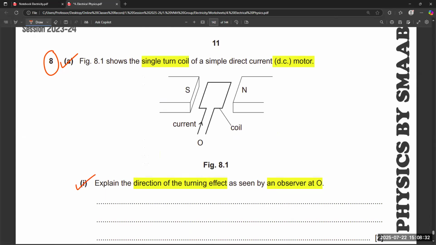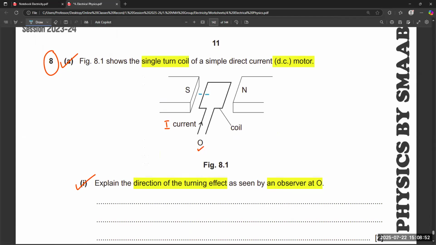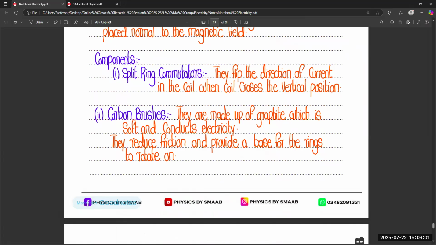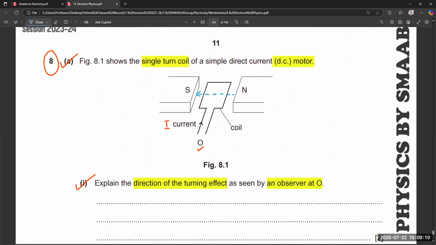So let's suppose we are the observer at this point O, and we are observing this coil from the front. And this is the direction of current moving into the paper. So current is moving into the paper, and the direction of magnetic field is from right to left, because in this diagram we have north pole on the right side and south pole on the left side. In our diagrams, we normally practice with north on the left side, so you can easily compare with this idea. Now, north is on the right hand side, south is on the left hand side.